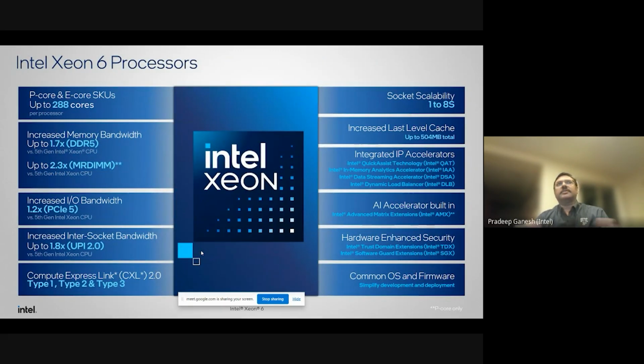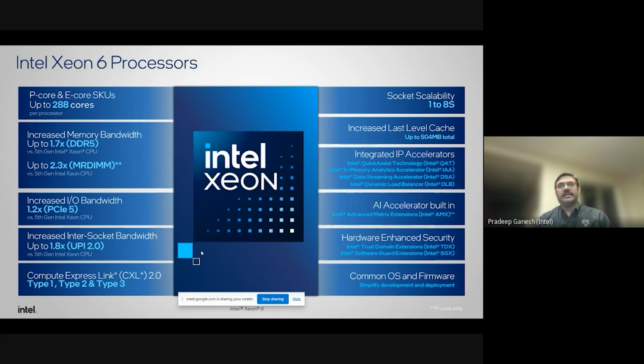Within the Xeon 6 processors, the solutions provide up to 288 cores, and significantly increased memory bandwidth when compared to Xeon 5, almost up to 1.7x. Xeon 6 with P cores also introduces MRDIMM, a higher bandwidth memory capability, which gives you almost up to 2.3x the performance benefit compared to the prior gen.